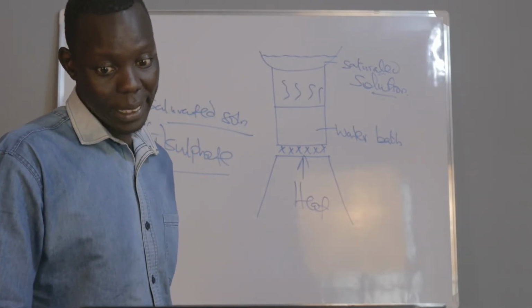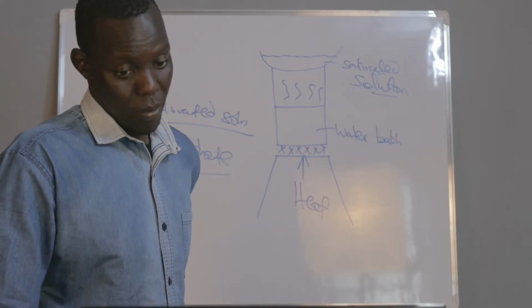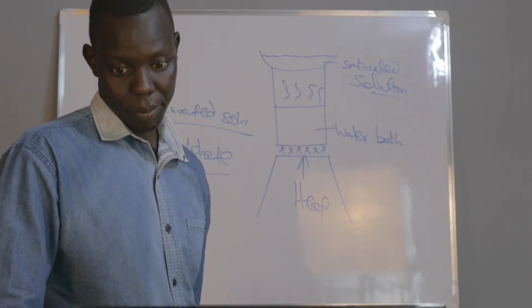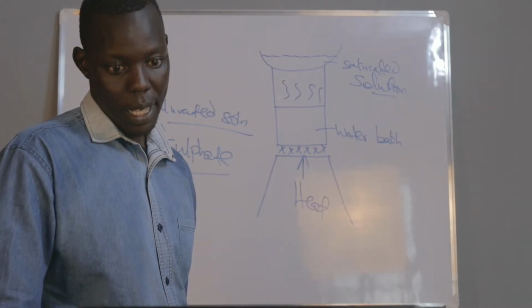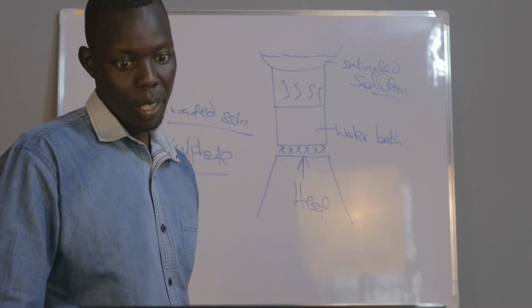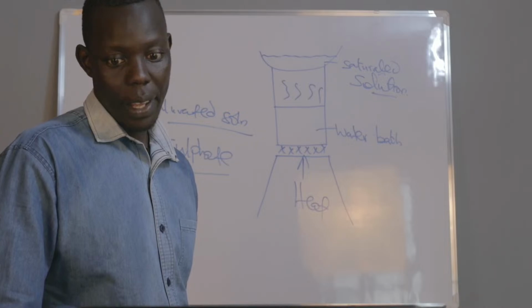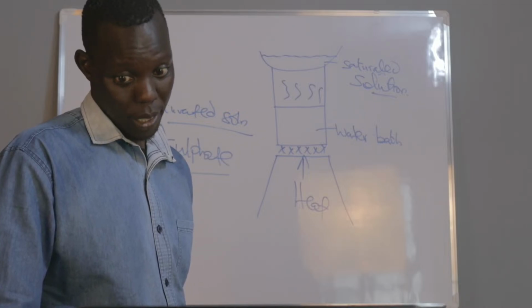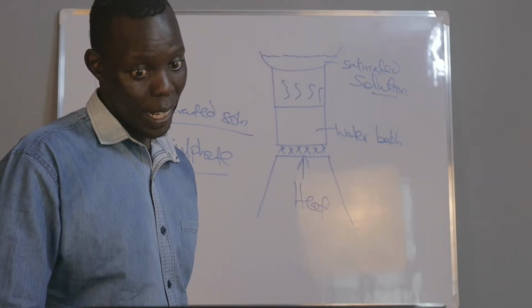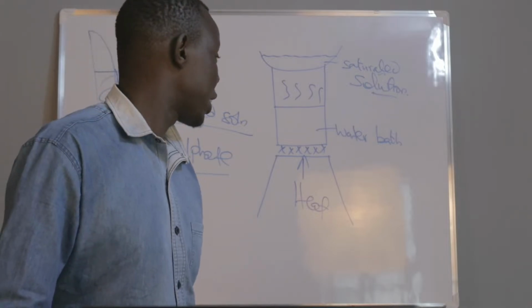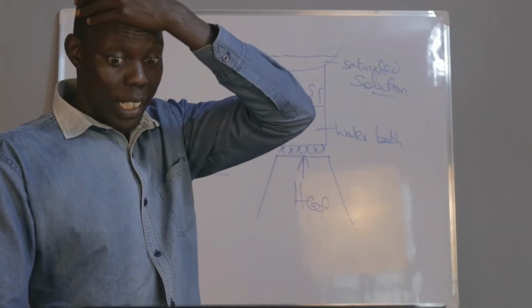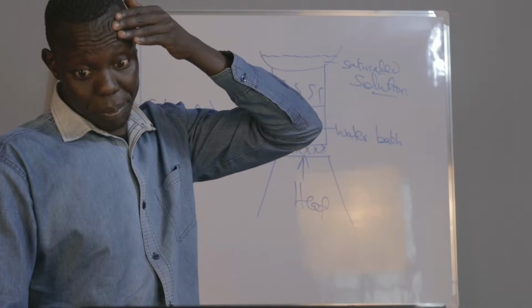We need a gentle heating so that, first of all, the solution does not spat out. If you heat directly, it spat out. Then if you also heat directly, the evaporating dish will break.